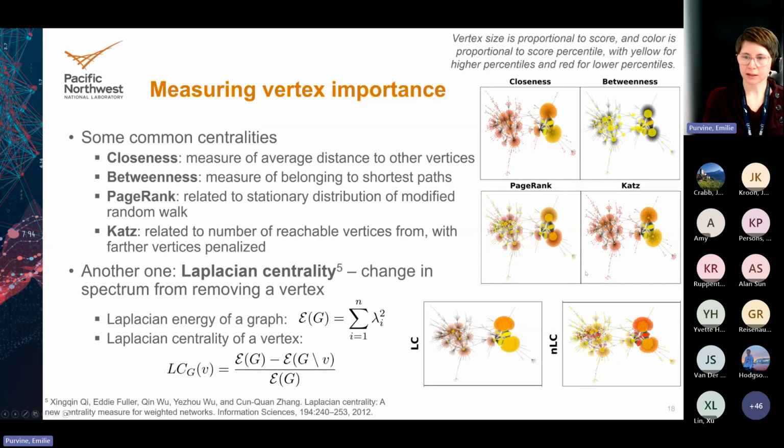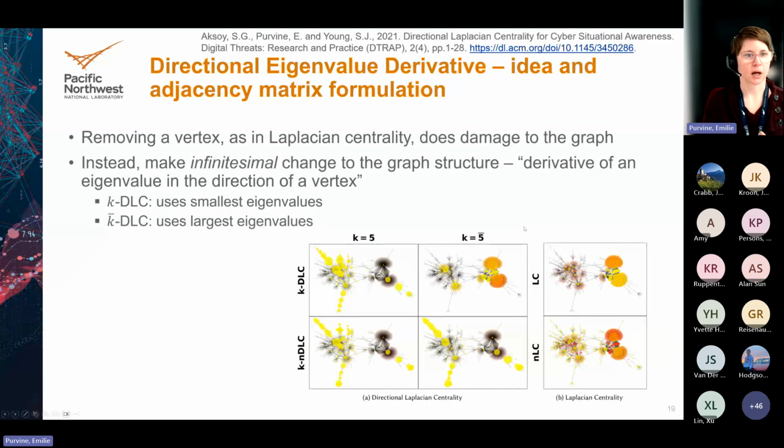And so all of these plots are showing what different kinds of vertices are highlighted by different centrality measures. And you can see that there's quite a difference. And so it really depends on what you're looking for as to what you want to calculate. There's just a slew of these centralities. And so my group came up with one more called the directional Laplacian centrality.